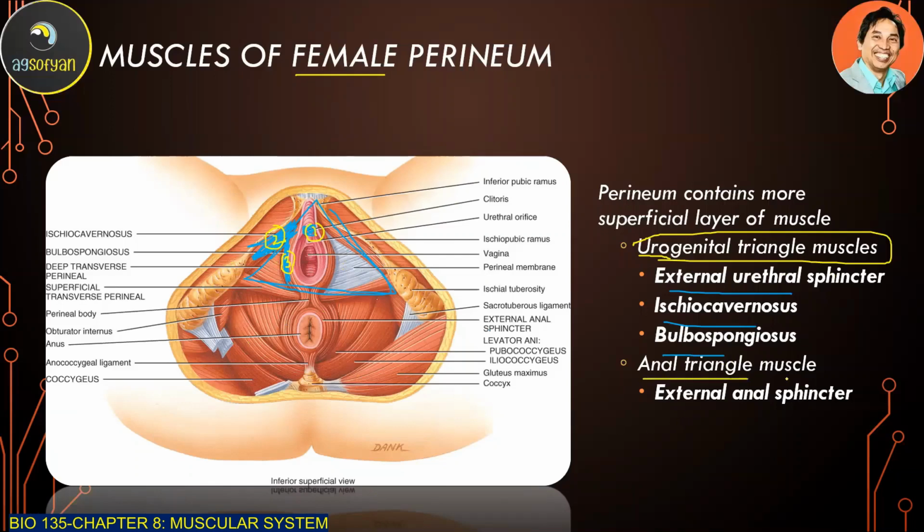The next one is the anal triangle muscles, going to be the other triangle area. Mostly going to be these sphincter muscles around the anus. This is the one that also controls the feces. So you can stop, for example, you can hold the feces by contracting this external anal sphincter.